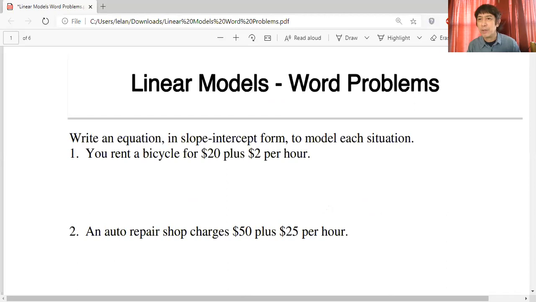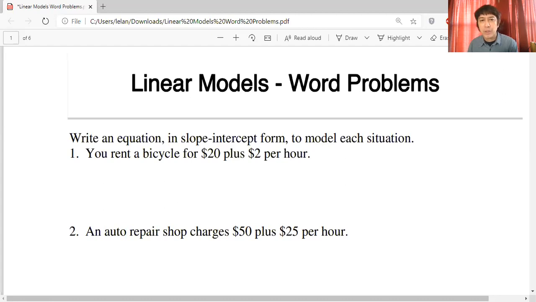We already know slope-intercept form in our practice exercises in line equations. The format of this is y equals mx plus b, where m is the slope and b is the y-intercept. For the first number, we shall get the data here. If you read the first problem, you rent a bicycle for $20 plus $2 per hour.